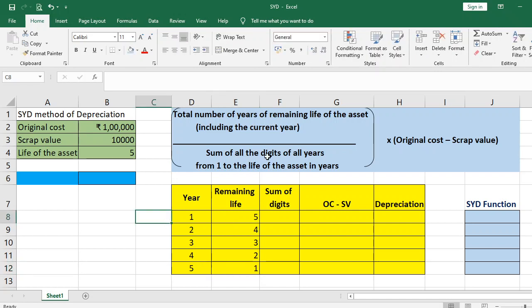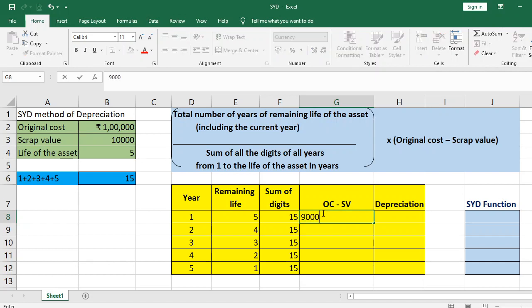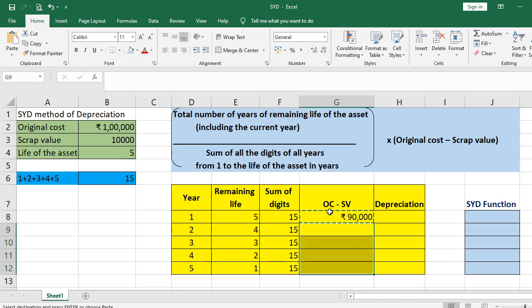Now next is sum of all the digits of all years from 1 to the life of the asset in years. So from 1 to the life of the asset, namely 5, so 1 plus 2 plus 3 plus 4 plus 5, that is equal to 15. Let us take 15 here, sum of digits. Let me copy and paste in all the cells. Then original cost minus scrap value, it is 1 lakh minus 10,000, that is equal to 90,000. Let me copy this and paste in all the other cells.